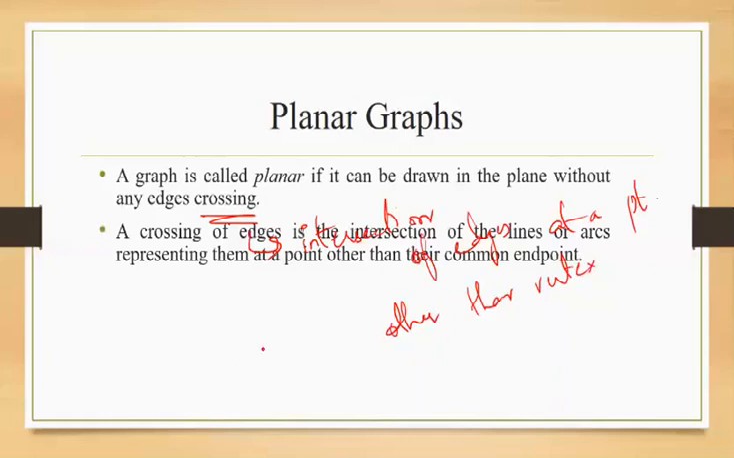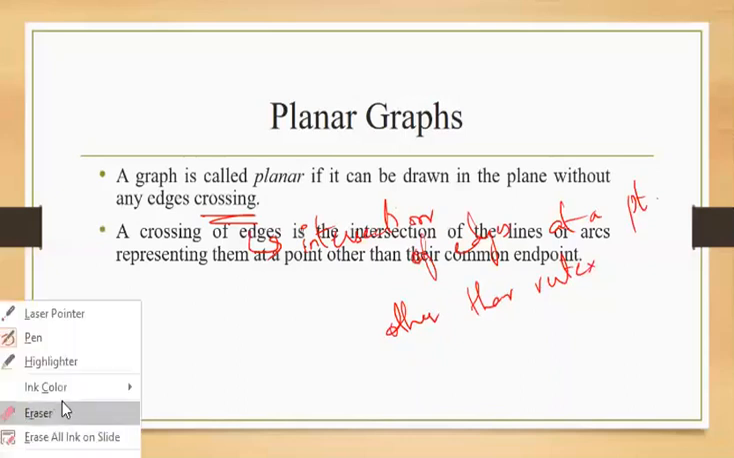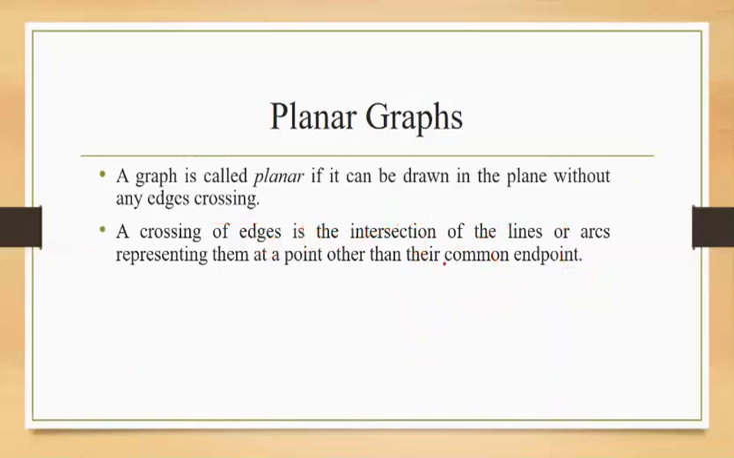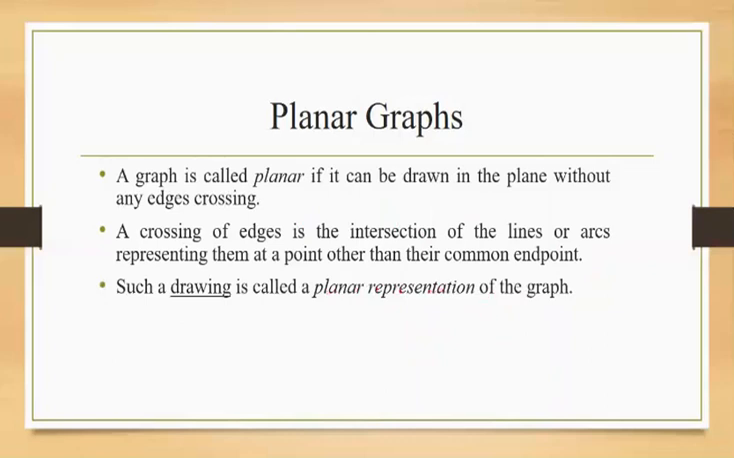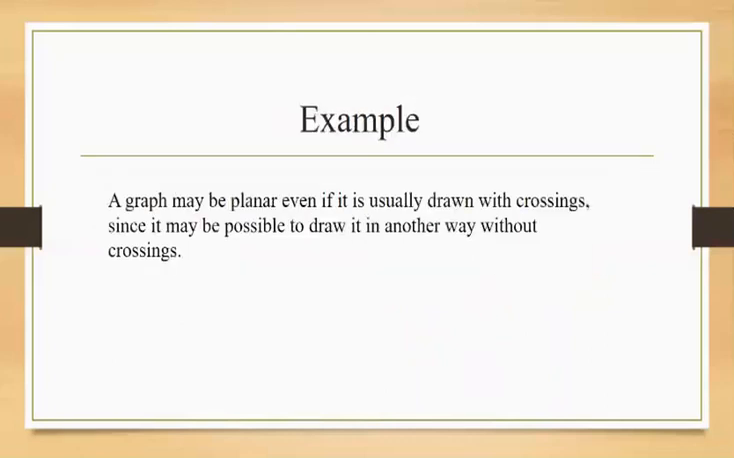So a crossing of edges is the intersection of the lines or arcs representing them at a point other than their common endpoint. After that, such a drawing is called a planar representation of the graph. Now, for example, a graph may be planar even if it is usually drawn with crossings.